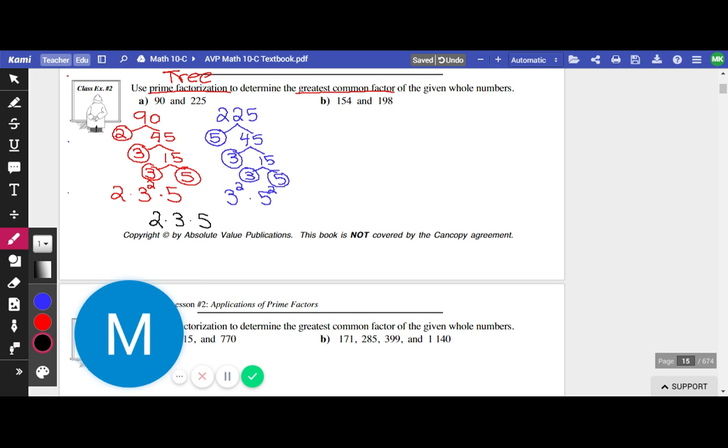The next thing that I do is I have to pick exponents for all 3 of these numbers. For greatest common factor, the exponent that I'm going to use is the lowest exponent that ever happens for that number. So for instance, let's look at the number 5. In the red tree, the exponent on my 5 is a 1. In the blue tree, my exponent is a 2. The lower number would be 1. So I put 5 to the power of 1.